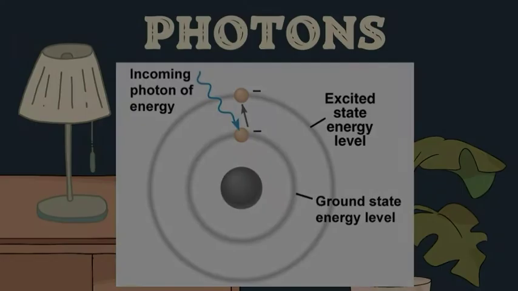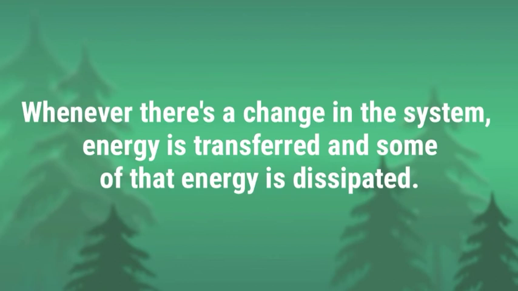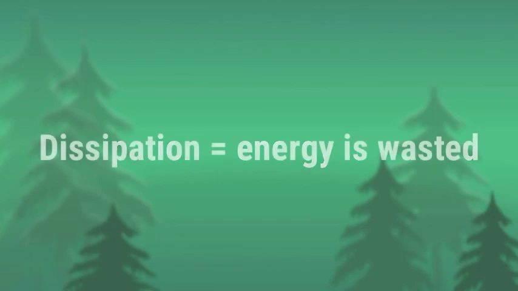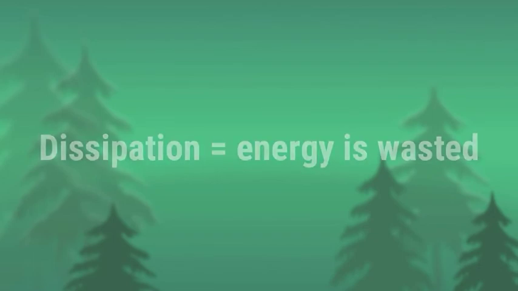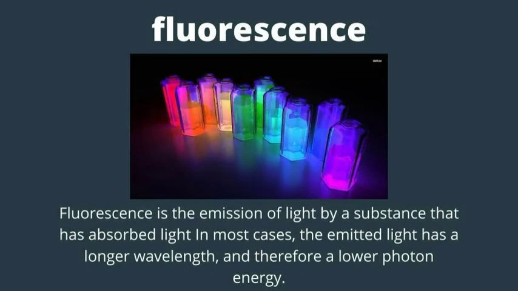higher energy orbital. Whenever there is a change in a system, energy is transferred and some of that energy is dissipated. Any energy that is not transferred to useful energy stores is said to be wasted because it is lost to the surroundings as heat. Fluorescence is the emission of light by a substance that has absorbed light, and in most cases, the emitted light has a longer wavelength and therefore a lower photon energy.